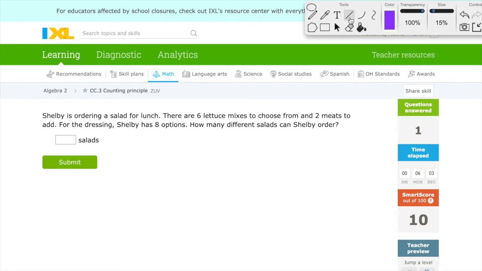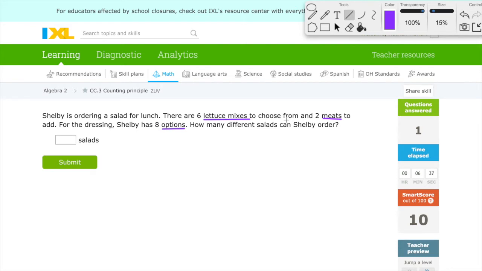Let's talk through this one. It says Shelby is ordering a salad for lunch. There are 6 lettuce mixes. So this is one of our, like I said before, just things. Doesn't really change the counting principle based on what we're talking about. That's one thing we're taking into account. There's 6 lettuce mixes to choose from, 2 meats to add. For the dressing, Shelby has 8 options. So this is dressing. How many different salads can Shelby order?